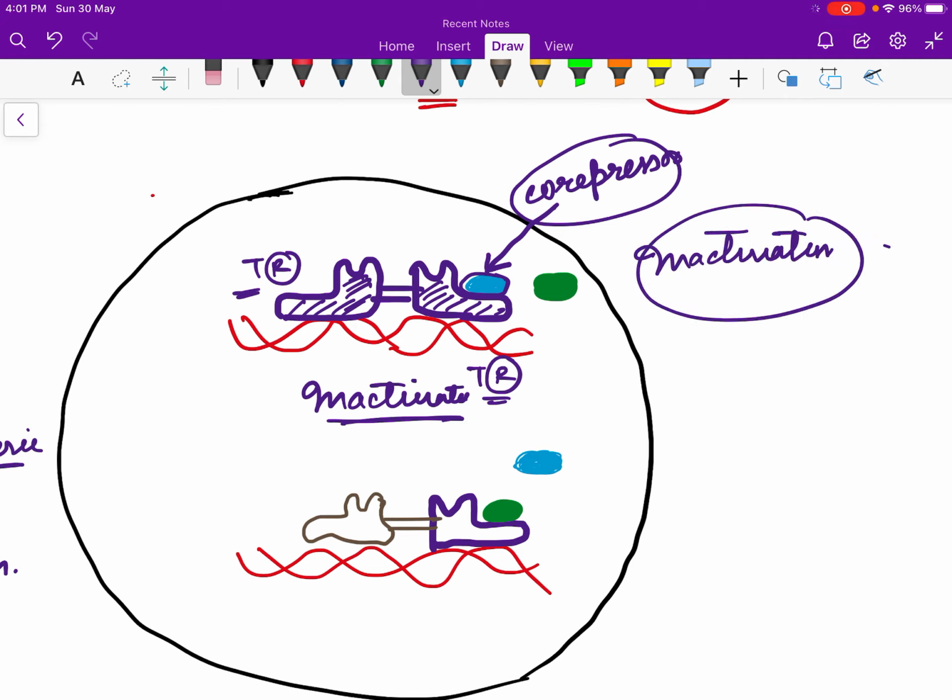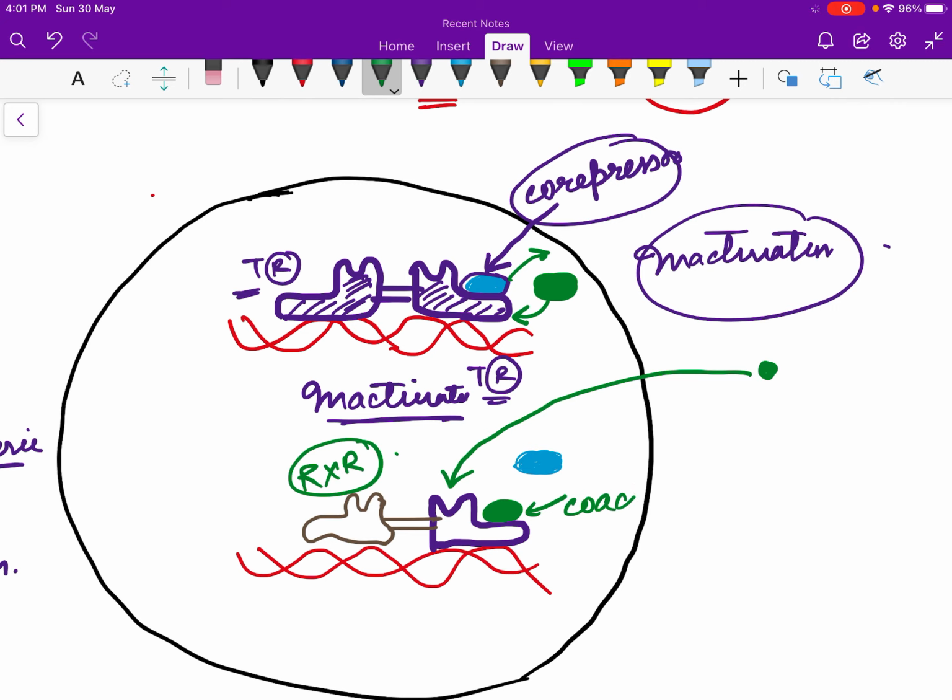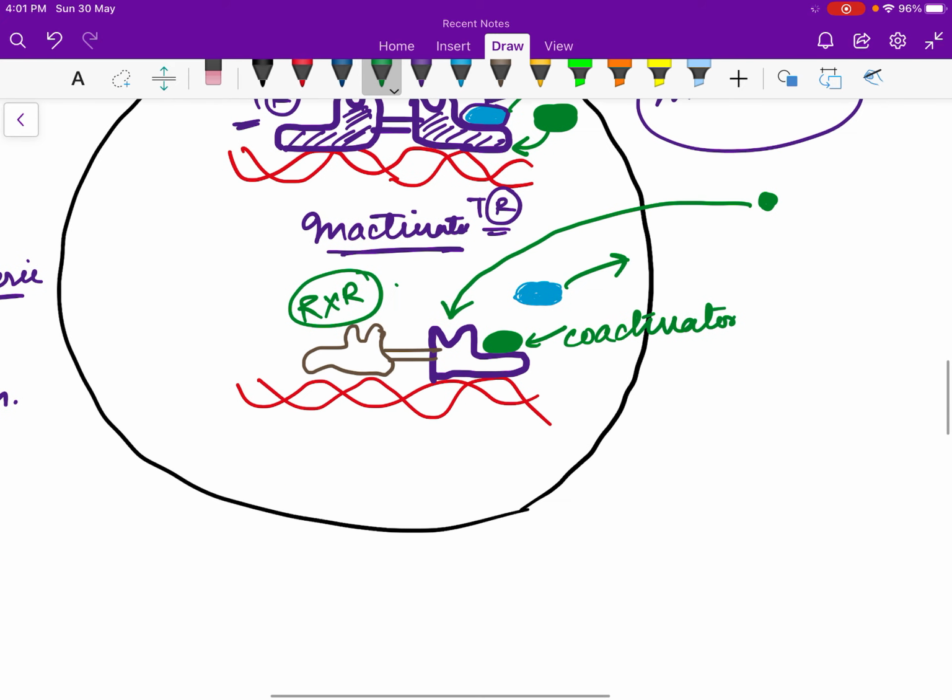Now whenever thyroid hormone comes and binds to this receptor, there will be dimerization of this receptor with another receptor called retinoic acid receptor, RXR, and the co-repressor molecule will leave and be replaced by another molecule called a co-activator. Once the hormone binds, the co-repressor leaves and the co-activator binds. This is the thyroid hormone receptor, a dimeric receptor because it's bound to the retinoic acid receptor.